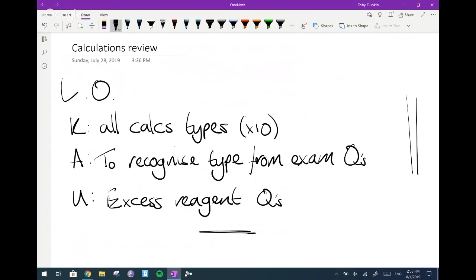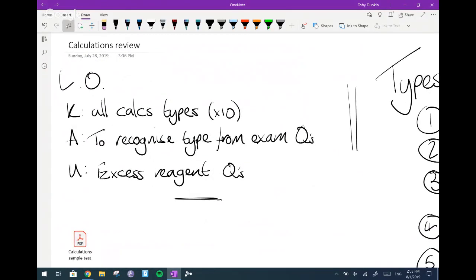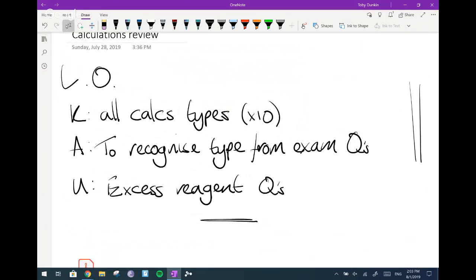Okay, the next one is to be able to recognize calculation types from exam questions, and the third one is excess reagents. Excess reagents, for my year 10s, this one might be useful for you. I covered it very, very quickly at the end. We rushed through the calculations topic in order to fit it all in by the end of the year, and it was really tough. I briefly went over excess reagents with you guys, but I thought I'd do it and focus on that one.